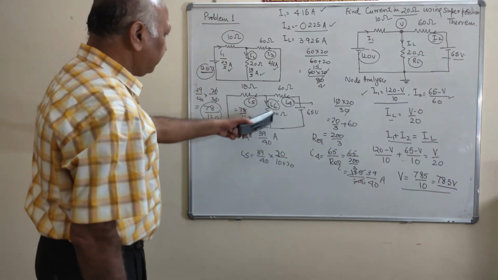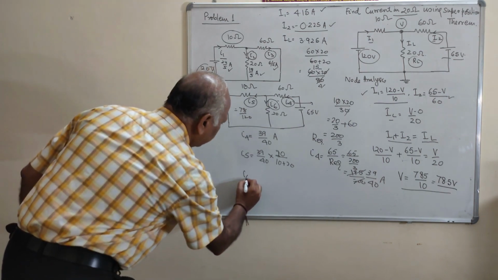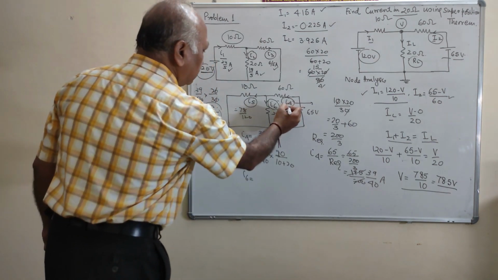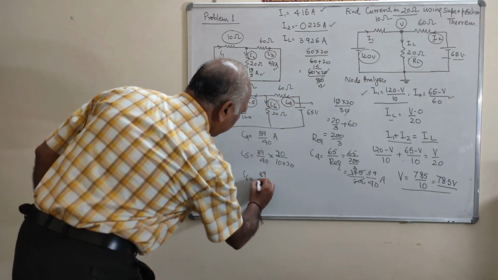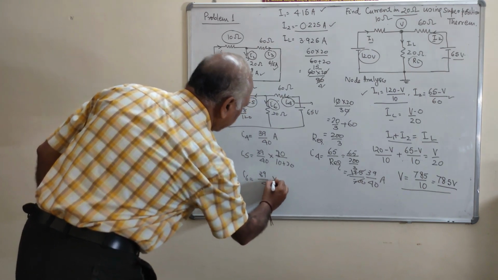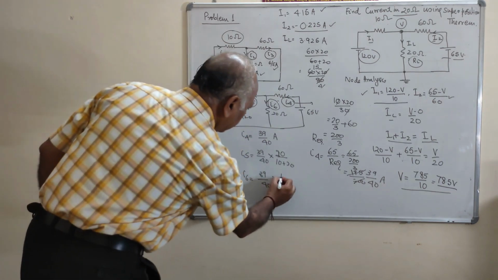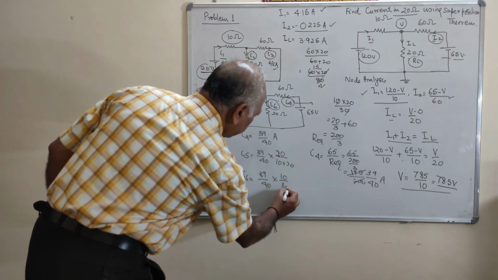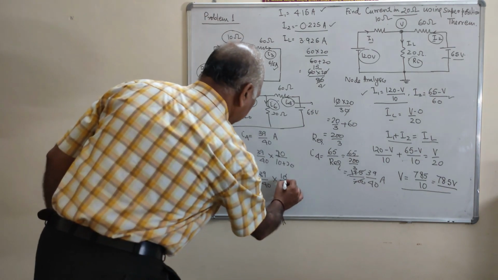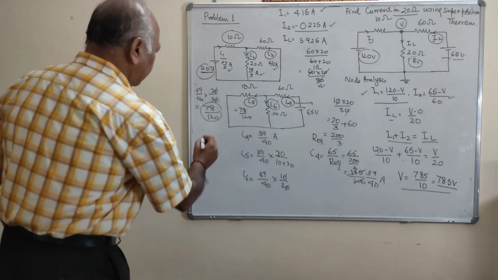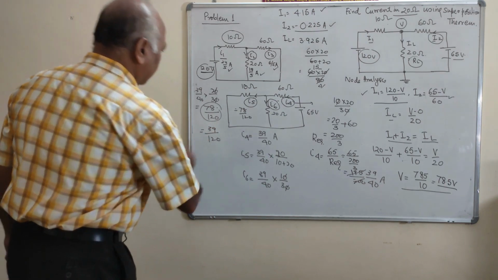Now we have to find the value of I6. What is the value of I6? That is equal to total current. Total current कितना था? I4, that is 39 upon 40 into resistance of the other branch, 10 ohm, into 10 upon 30. That is equal to 39 upon 120.